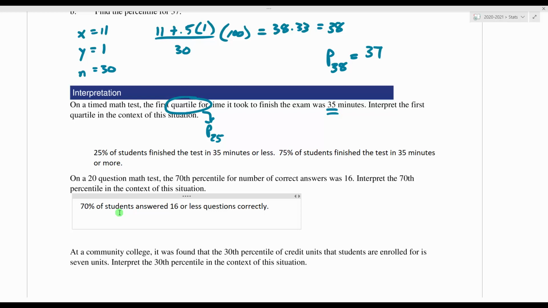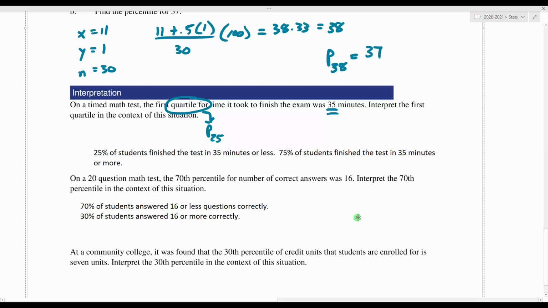Or we could write this from the perspective of the 30%, the top 30%. So we can say 30% of students answered 16 or more correctly. Either one of those would work just fine. And you start to see what a percentile really does. It just chops your data into two groups based on whatever number they give you. So if it were the second quartile or the median, the 50%, that means 50% is on one side of this number, 50% is on the other side of this number. So let's do one more.